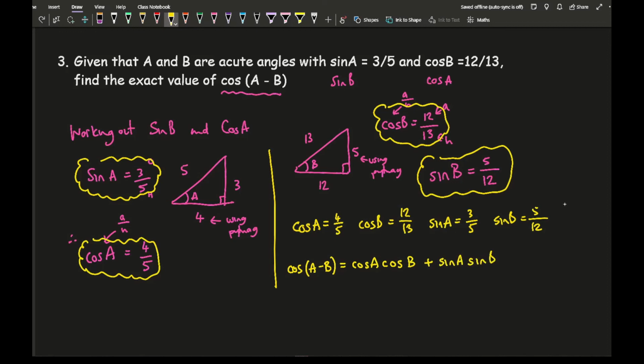So then substituting these exact values into this, I've got cos A, which is 4 over 5, times cos B, which is 12 over 13, plus, let's get a different colour, sine A, which is 3 over 5, times sine B, which is 5 over 13. And if I then go on to work that out, I get my final answer of 63 over 65. And again, I would leave that as a fraction because we want to try and keep our answers as accurate as possible.